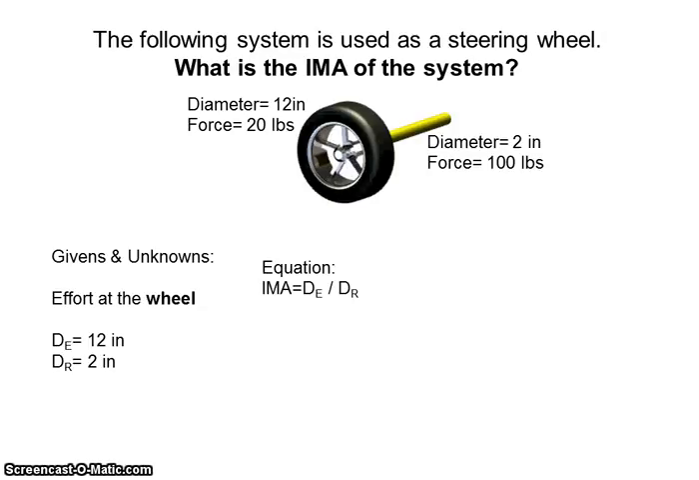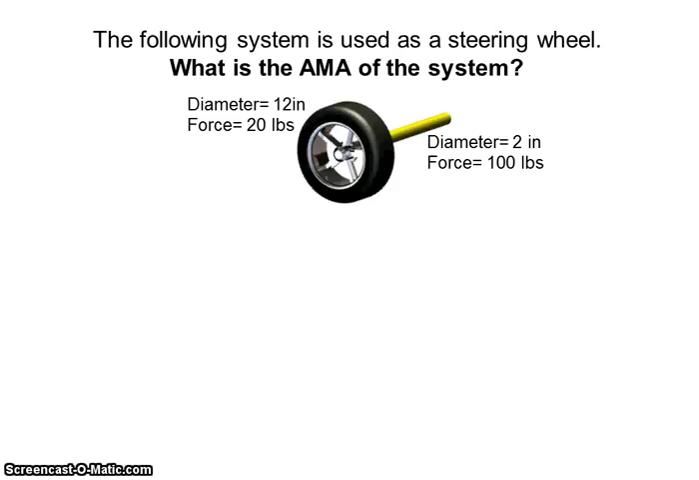My equation is still dE over dr. And when I plug them in, I'm going to get 12 inches over 2 inches, which is going to give me an IMA of 6. You're always going to see IMAs of greater than 1 whenever you have the wheel spinning the axle.